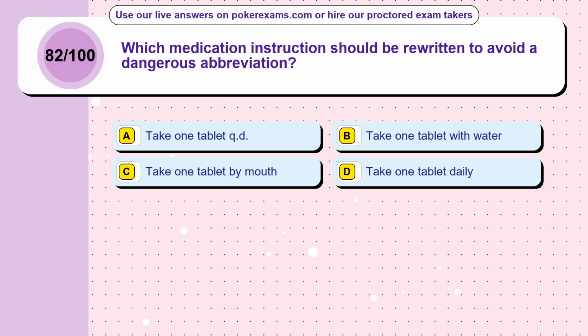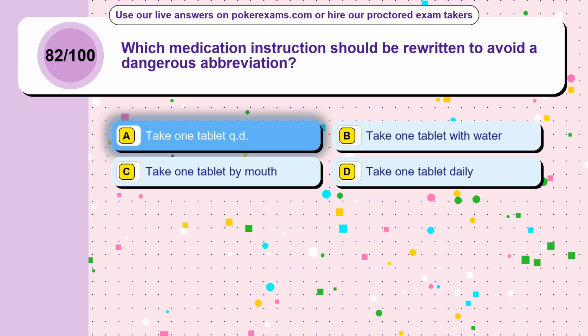Question 82. Which medication instruction should be rewritten to avoid a dangerous abbreviation? Option A. Take 1 tablet QD. Option B. Take 1 tablet with water. Option C. Take 1 tablet by mouth. Option D. Take 1 tablet daily.